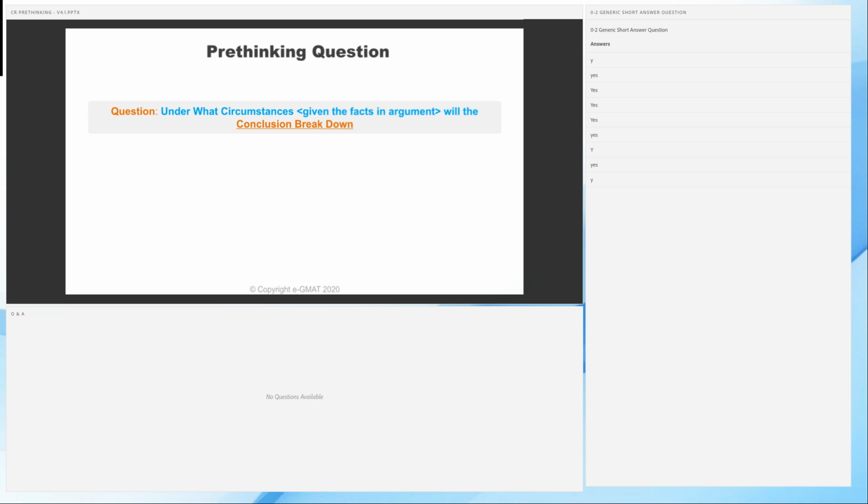So now let's ask our pre-thinking question. This was the general template: under what circumstances, given the facts in the argument, will the conclusion break down? This has two parts, one here and two over here, and we're going to translate these over here. So under what circumstances, this is 2, this was 1, will the reward system not be responsible? So 2 is translated to 2 over here. Can you see how 2 is translated to 2 here? Conclusion breakdown means the reward system is not responsible for the difference in performance.